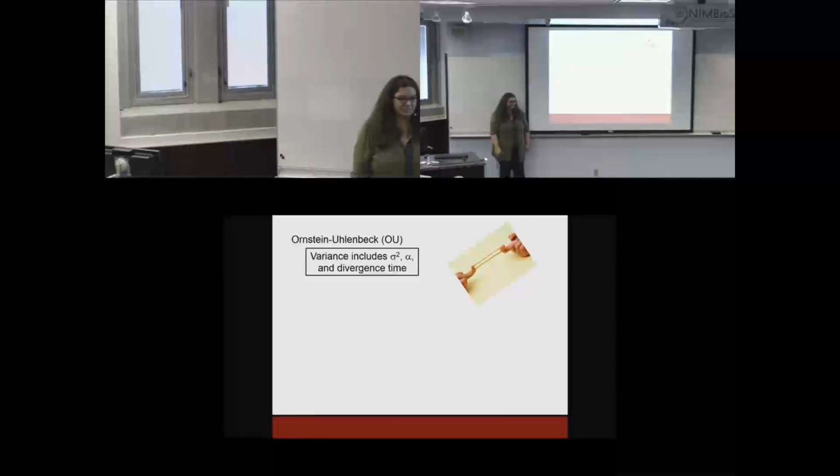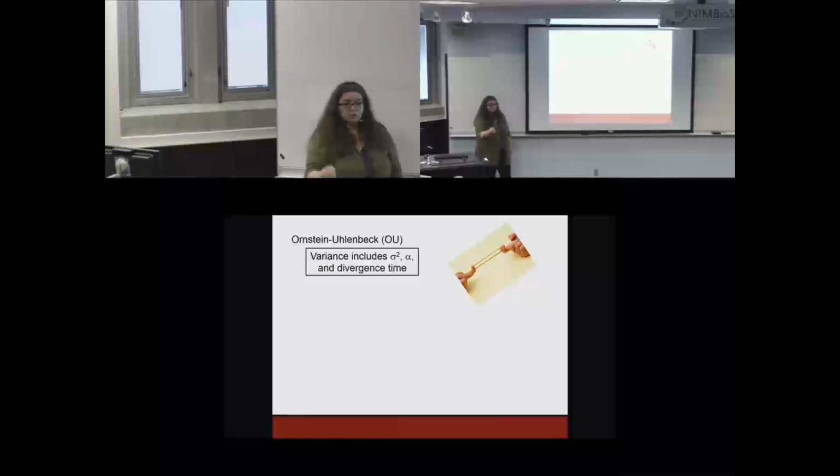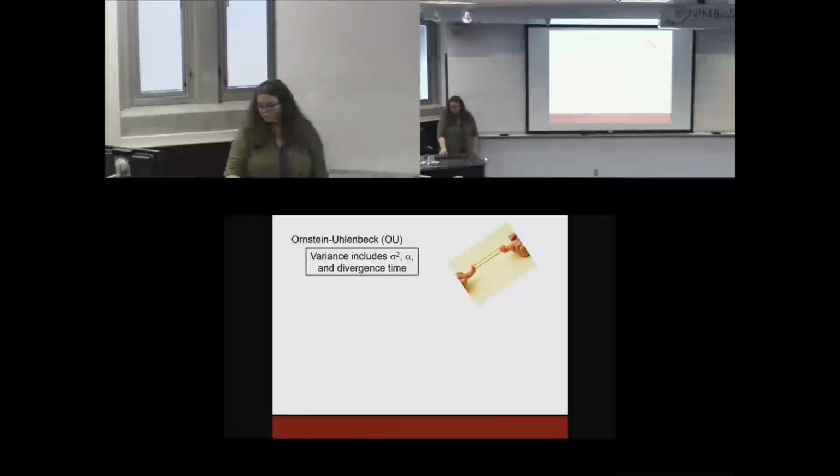Wouldn't it just be selection? Because the adaptive peak is acting as a rubber band. Yeah, selection towards an optimum, right? So some sort of stabilizing selection is what we usually think about.